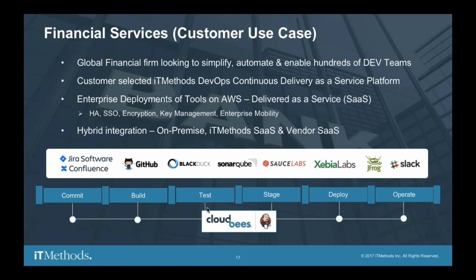So we go through each tool, we go through an architectural review, we align to the enterprise standards for the customer. We have a deployment model, an architectural model, an integration model, a security model that touches on your SSO, your encryption, key management, all sorts of things that are required for an enterprise deployment, as well as integration with some of the SaaS tools, such as Sauce Labs and even Slack, which is delivered as a SaaS. So in the end, the client has an integrated, hybrid, continuous delivery as a service platform.